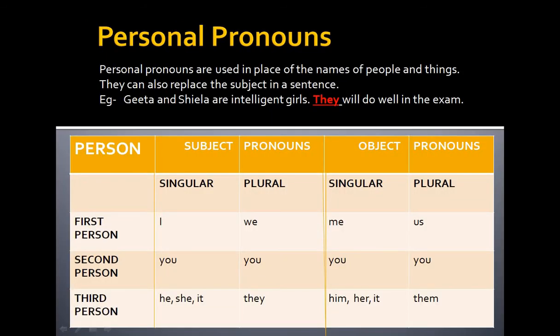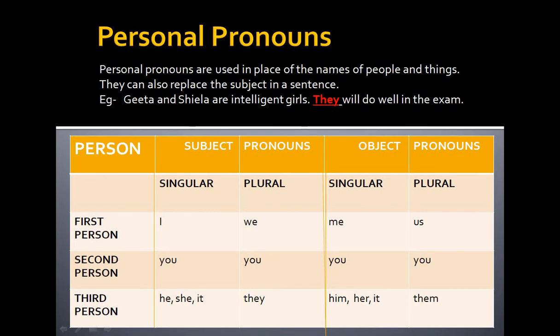Personal pronouns. Personal pronouns are used in place of the names of people and things. They can also replace the subject in a sentence. Geeta and Sheila are intelligent girls. They will do well in the exam. Now, in the given example, they is the pronoun which is replacing Geeta and Sheila.